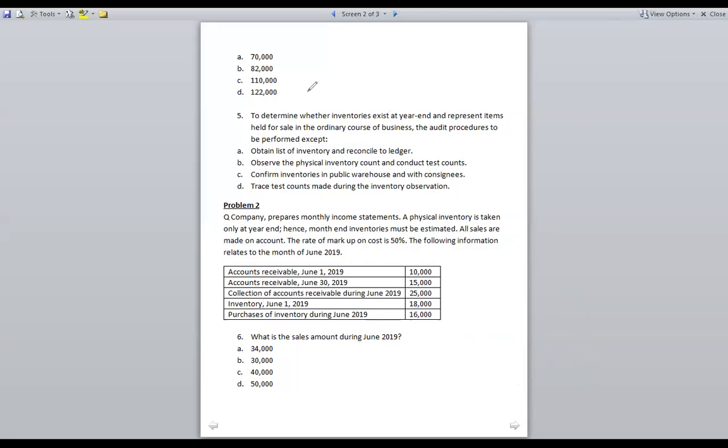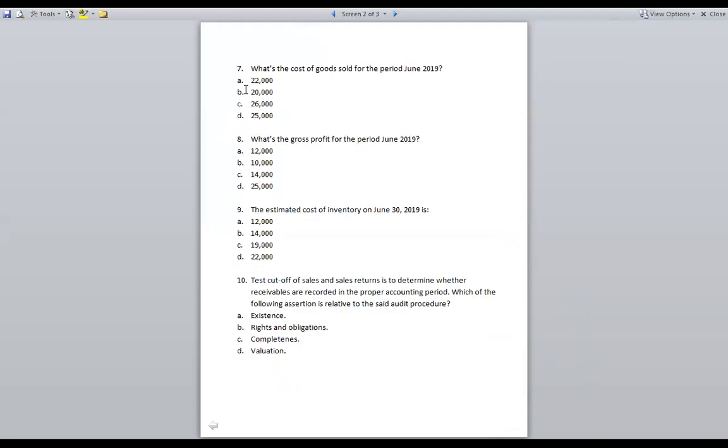Okay. So, naku, nabura ko, no? What is the sales? Sales is, number 6 is 50,000 as 30,000. Number 7 is cost of goods sold, 20,000. What's the gross profit for the period is 10,000. Estimated cost of inventory is 14,000.